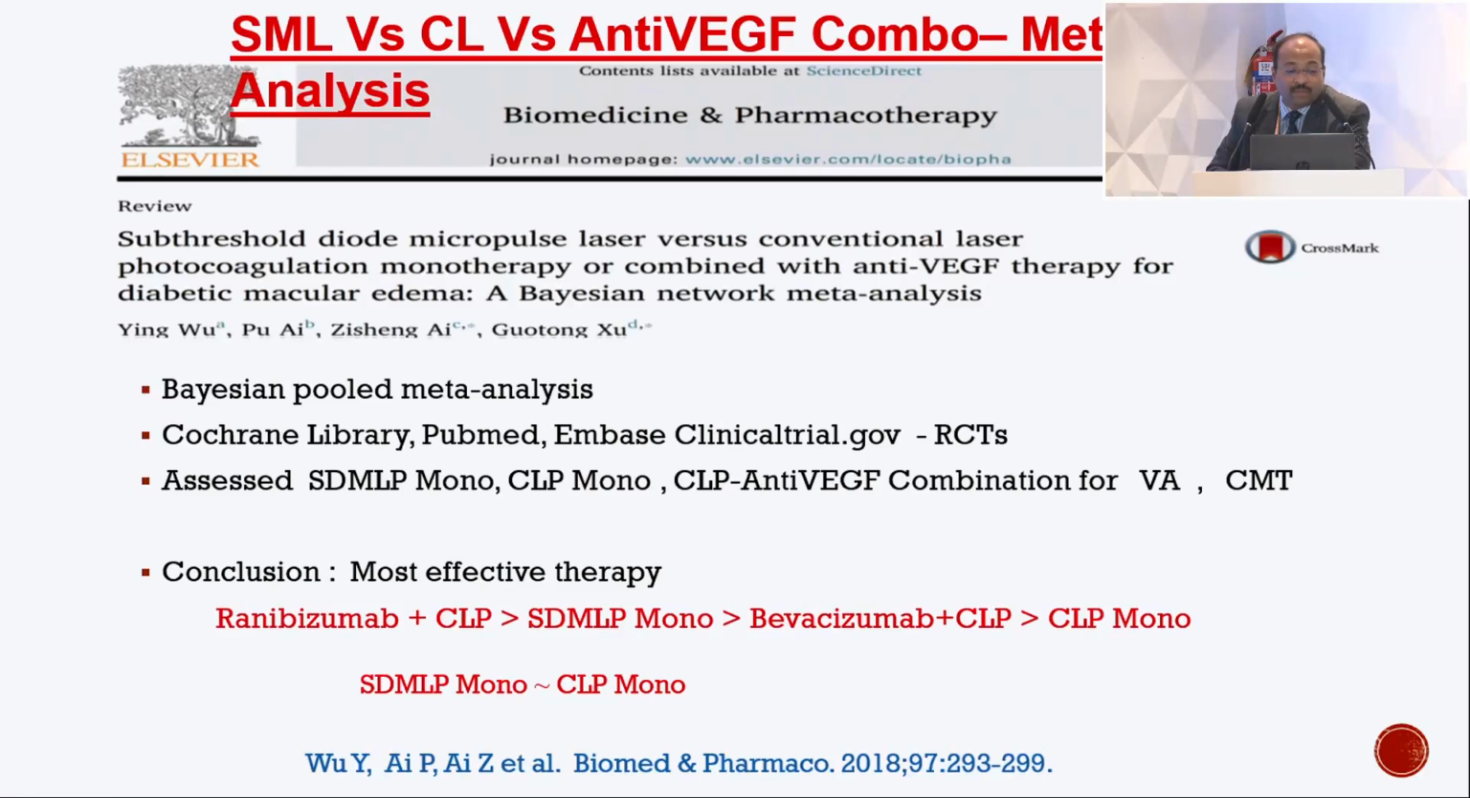Then Wu et al. put out this Bayesian pooled meta-analysis where they looked at a number of therapies, and they concluded that the most effective therapy was ranibizumab plus continuous laser, which is greater than diode micropulse mono, greater than bevacizumab plus continuous laser, which is better than continuous laser mono. So they found the diode micropulse laser was similar to conventional laser.